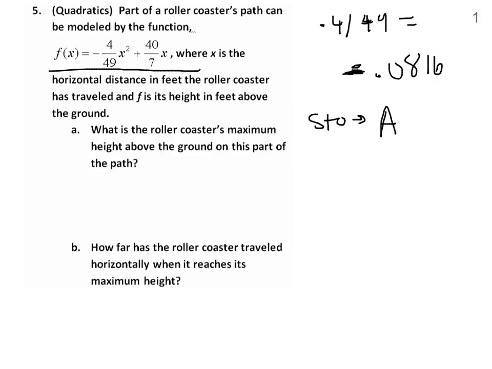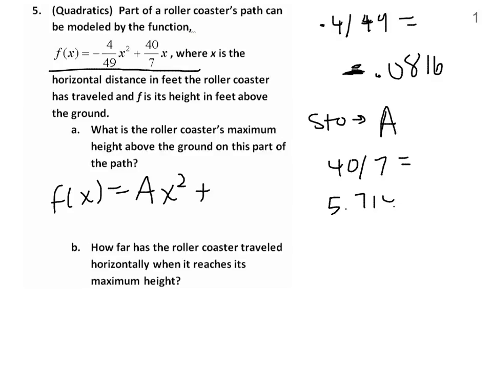So we can see this equation as being f of x equals A x squared plus, and do the same thing with 40/7. When we do 40 divided by 7, you get 5.714 something. So we can store that as alpha B. So we end up with A x squared plus B x, and it's going to be a lot more convenient here.